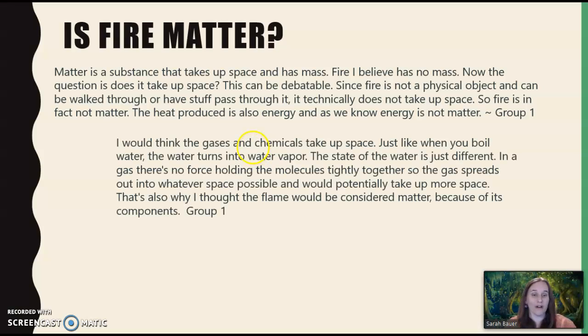But here is a really great argument also for fire being matter. Gases and chemicals take up space.